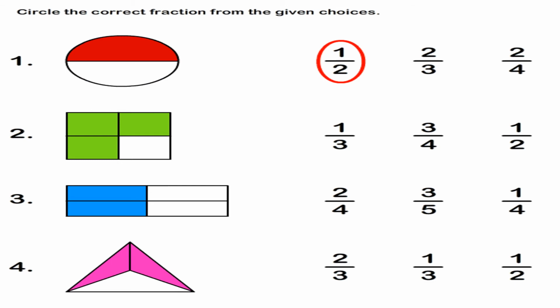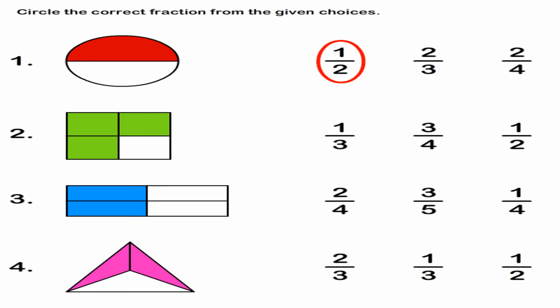Number 1 is an example. At the numerator, we will write the number of colored parts, just the colored parts. So how many colored parts here? 1. At the denominator, we will write the total parts. So the total parts are 1, 2. So the right fraction will be 1/2.